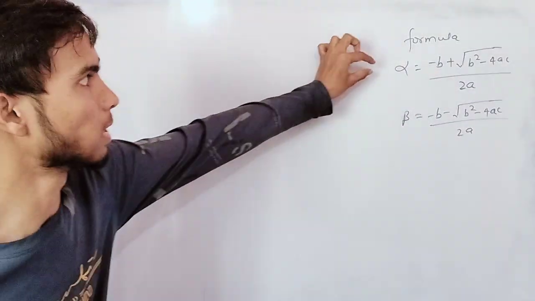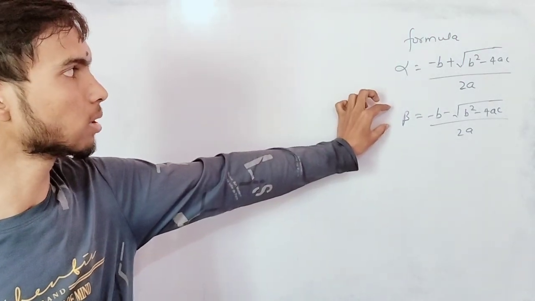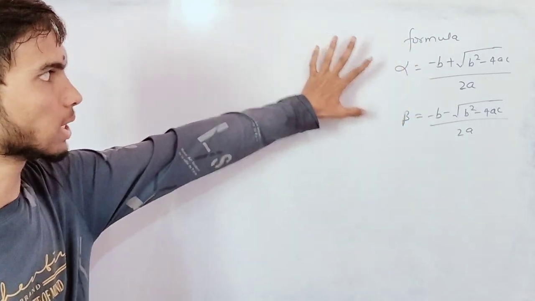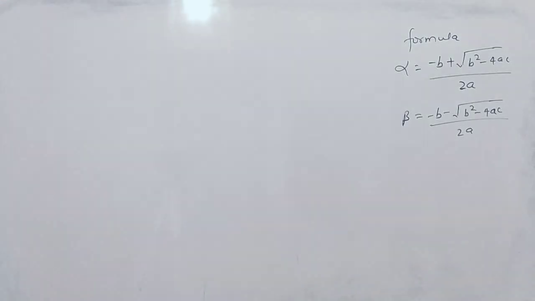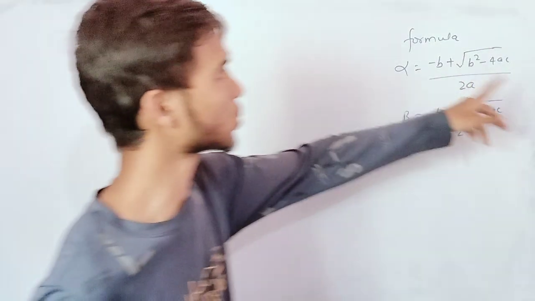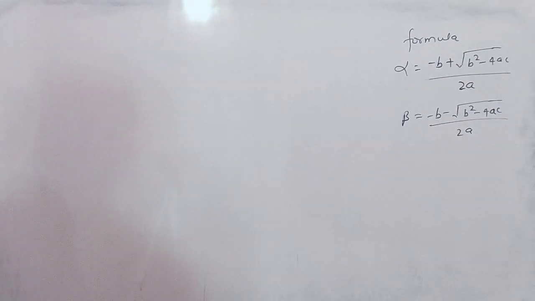Here, this is the value of one x, and this is the value of another x. It is the formula of a quadratic. It is said that b square minus 4ac is the discriminant.